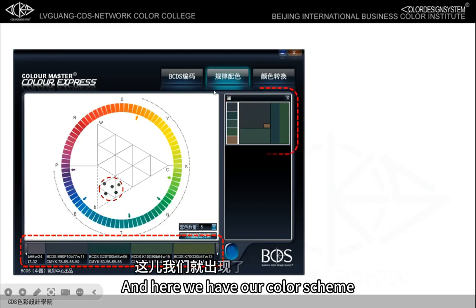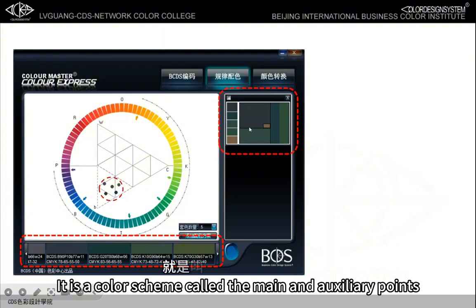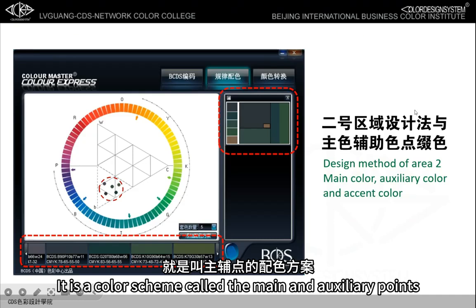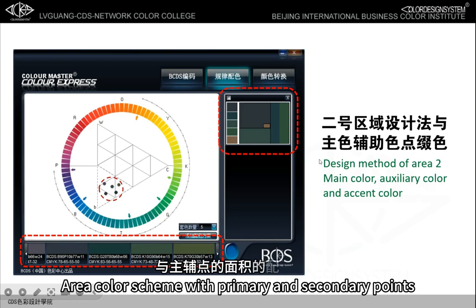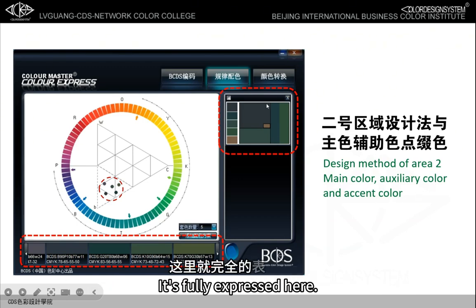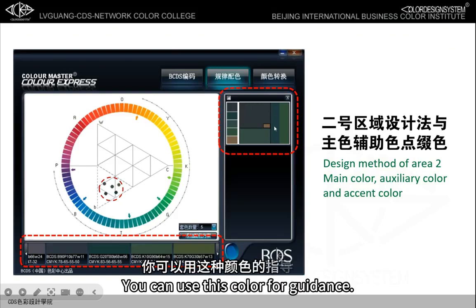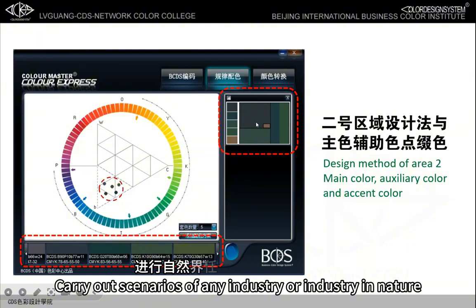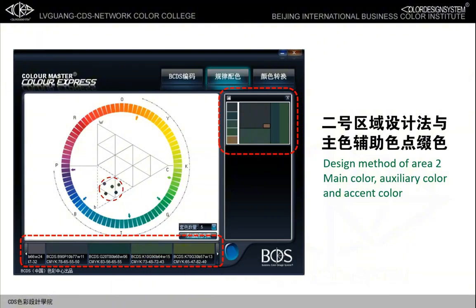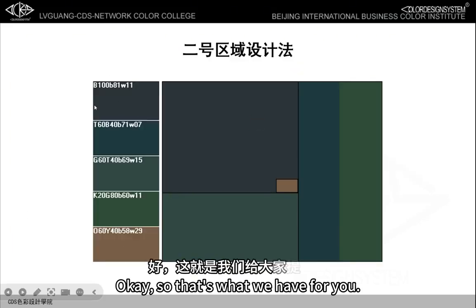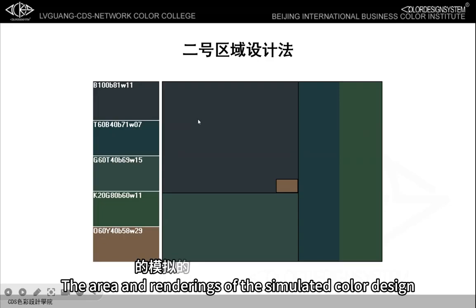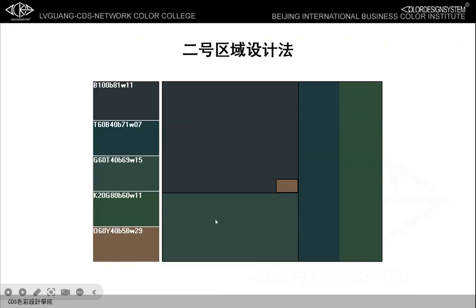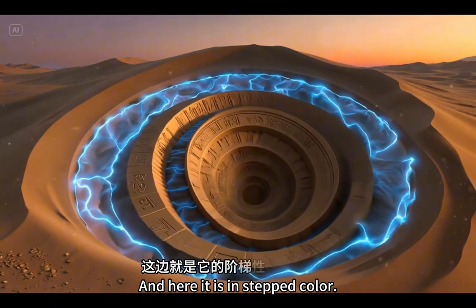And here we have our color scheme. It is a color scheme called the main and auxiliary points. The color design of area 2. Area color scheme with primary and secondary points. It's fully expressed here. You can use this color for guidance to carry out scenarios of any industry in nature, color application and design. Okay, so that's what we have for you. Very clear color signature of area 2. The area and renderings of the simulated color design. And here it is in stepped color.